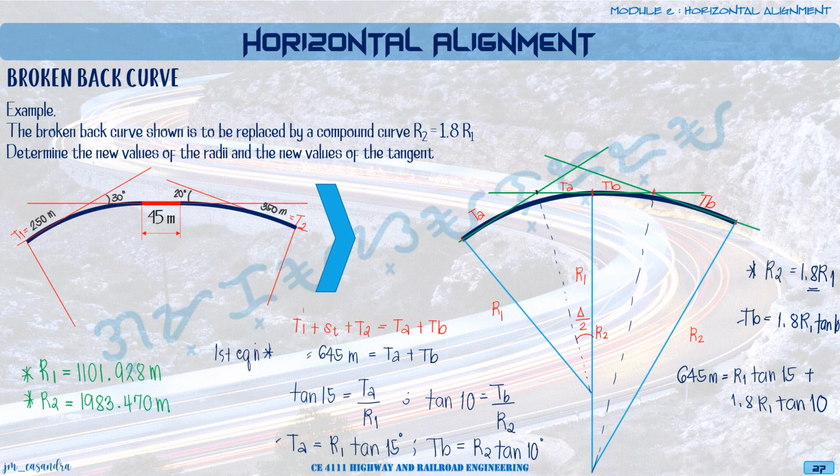And then, substituting R1 and R2 in TA and TB equations, we also get TA equal now to 295.261 meters. And we also have TB, which is equal to 349.739 meters. So these are now the new properties of our compound curve if we want to remove our short tangent in our broken back curve.